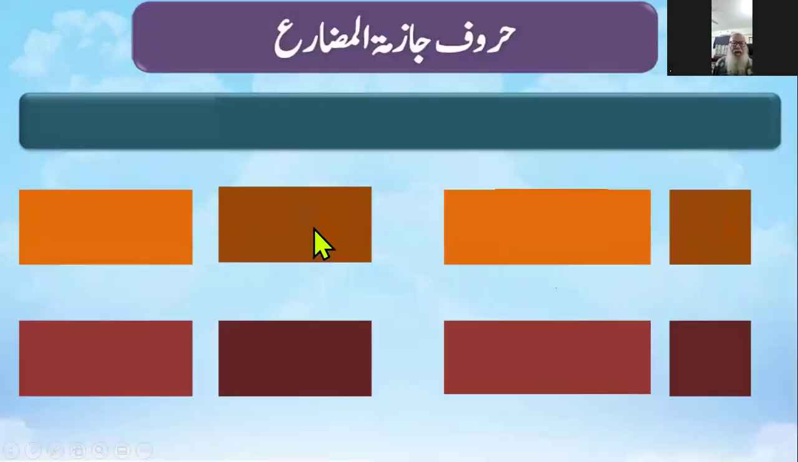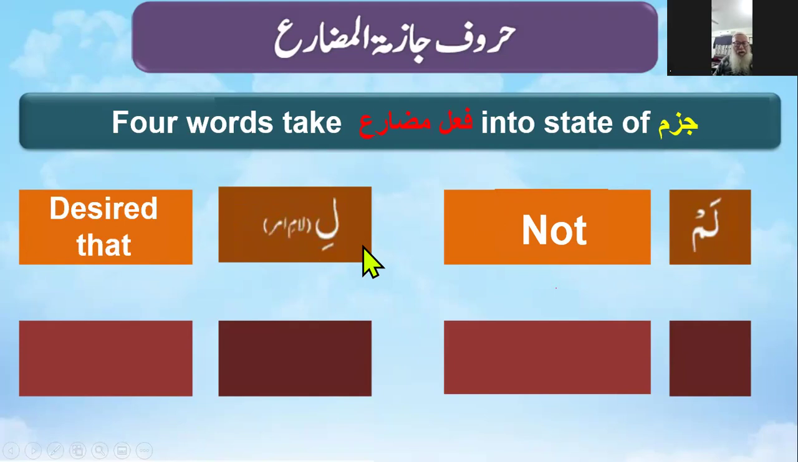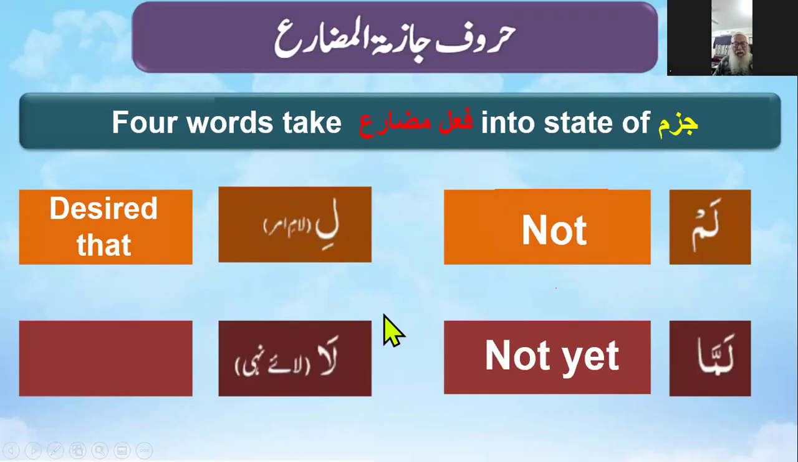So harf jazm mudari are the letters and words which give a jazm or sukoon to a fi'l mudari. Four words take fi'l mudari into a state of jazm. One is lam, meaning not. Li, lami amr, meaning desired that. Lamma, not yet. La, lai nahi, not or don't. So these four give the jazm.